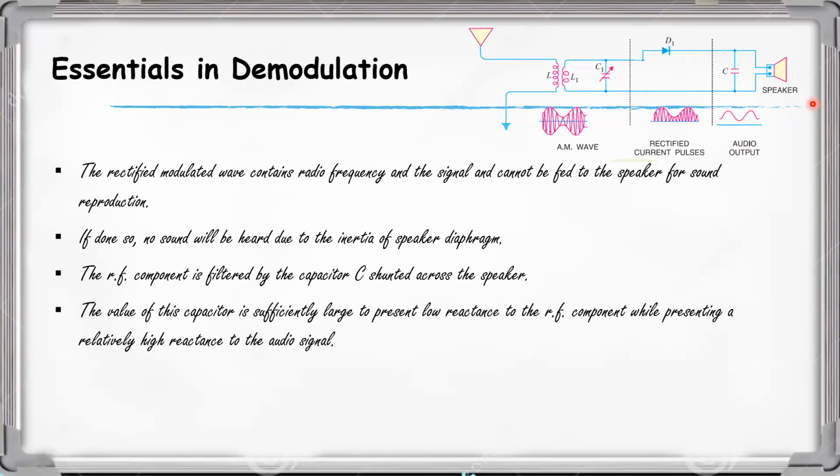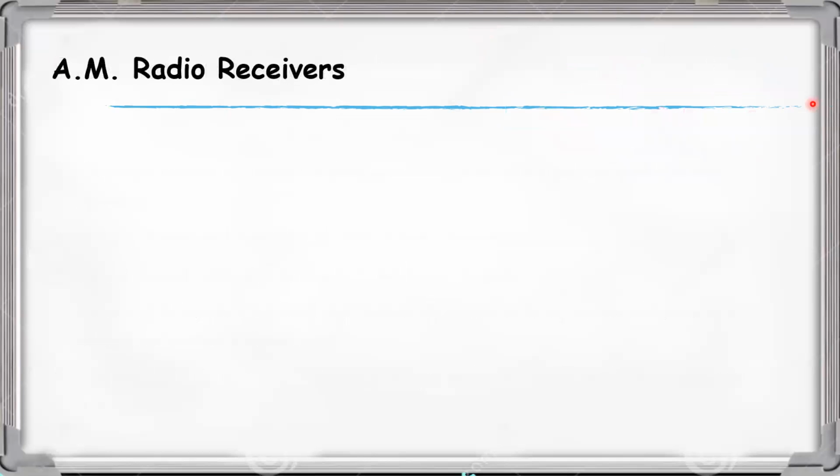This is the fundamental diagram of a detector. It is also known as a diode detector. Now we go to the details of the radio receiver used for amplitude modulated waves.